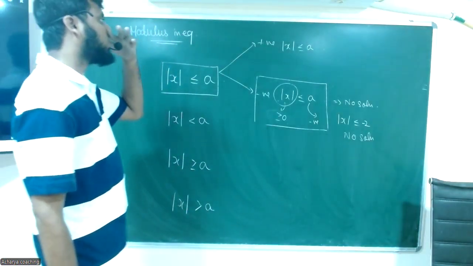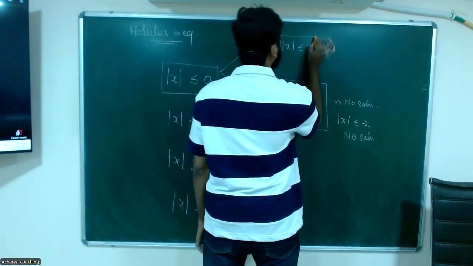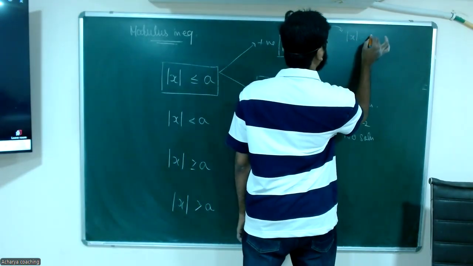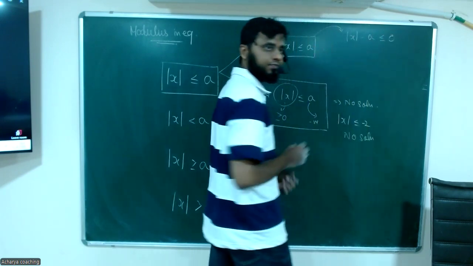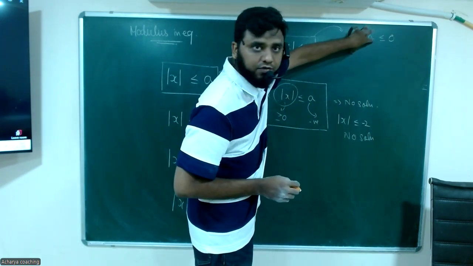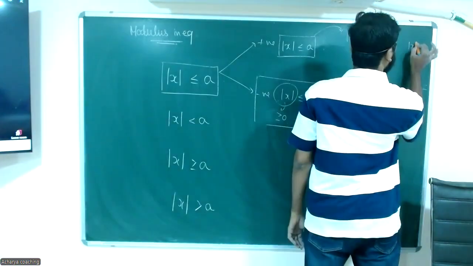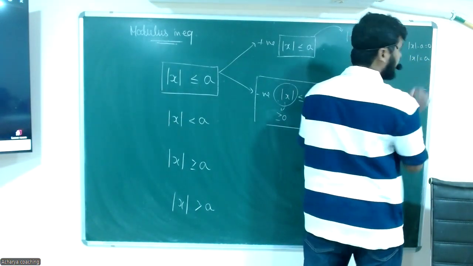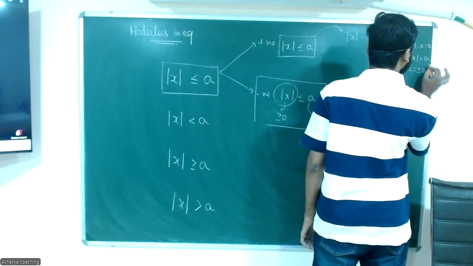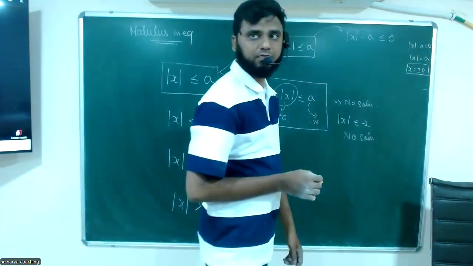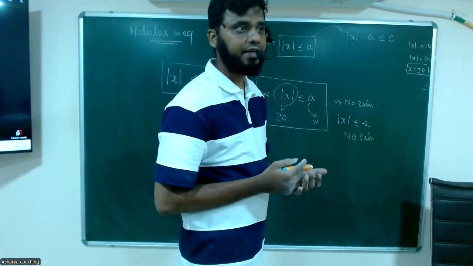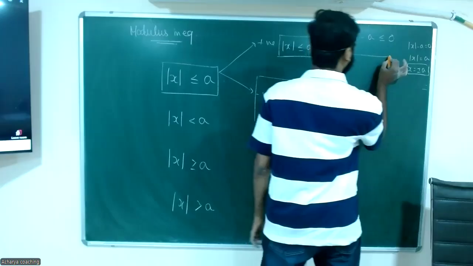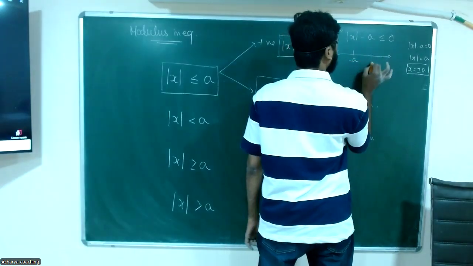Modulus of x lesser than or equal to a. Yes, here we can have solutions. Use the concept of wavy curve method. So what we have to do first, we have to bring everything to one side. Then we have to find the roots of this. What is the root of this? A is positive here, which means x equal to plus or minus a. That is what the wavy curve method is, right? We have to find critical points, roots of numerator and roots of denominator. So here minus a, plus a.